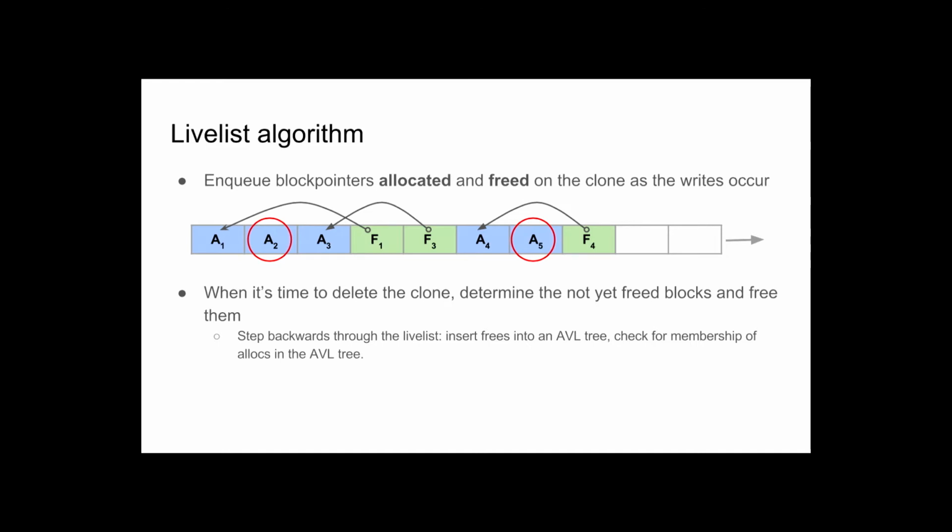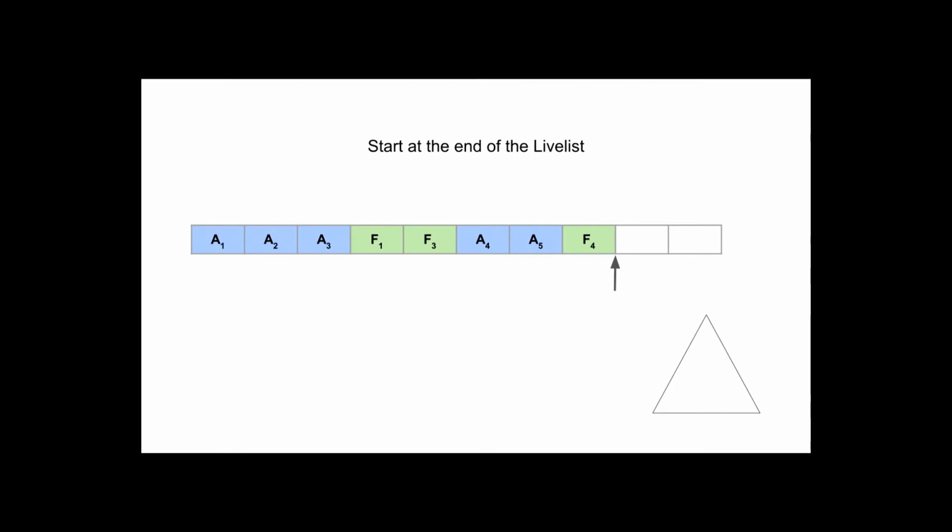So when we want to delete, we need to determine which were the not yet freed blocks, the ones that are circled in red. And the way we do this is we're going to step backwards through the live list, insert frees into an AVL tree, check for memberships of allocs in the AVL tree, and then based on that, you'll know if you have to delete them. So, a little more step through of how that works exactly.